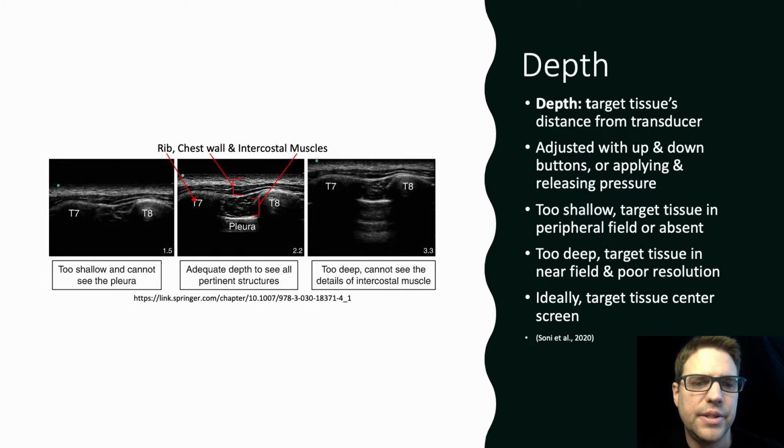But in the center here, you can see that the pleural line is centered. You've got fairly good resolution on intercostal muscles in the chest wall, and you can see some tissue below the pleural line. I would say, if anything, on this one, the gain may need to be increased just a little bit, but the depth is good.